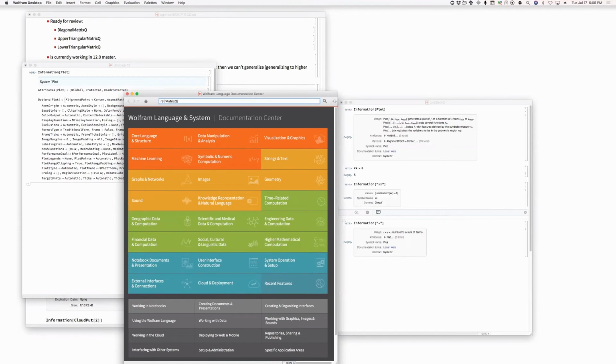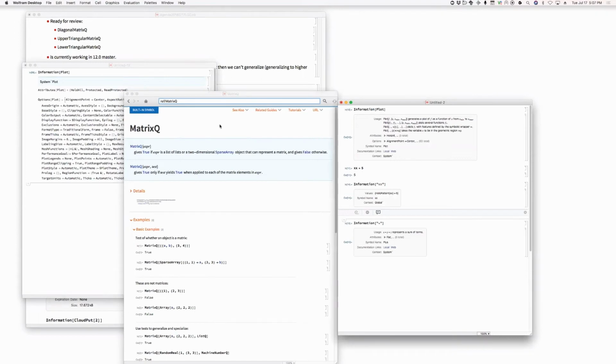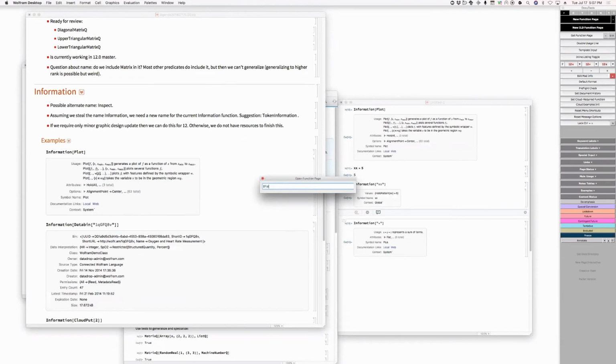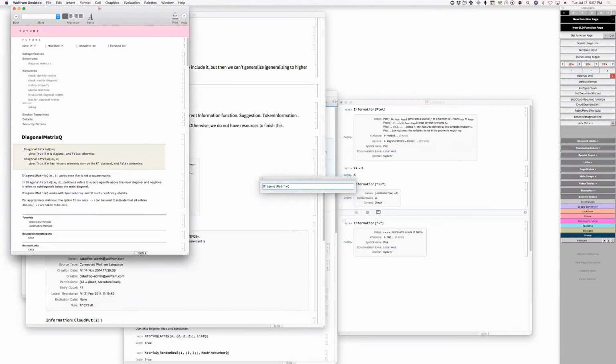Hey, there's a comment on the live stream that's interesting, which is, how come DiagonalMatrixQ doesn't take a second argument, which is like this test argument here? Or does it? It does not. And it's not clear what sort of test you might want there. Well, what it does take as a second argument is the position of the diagonal.